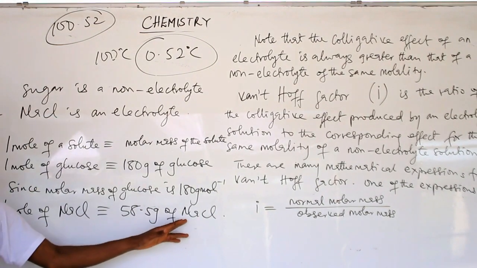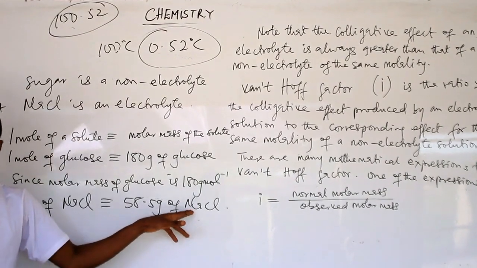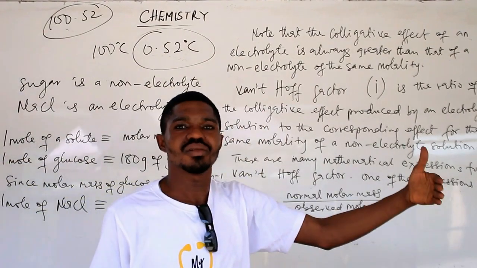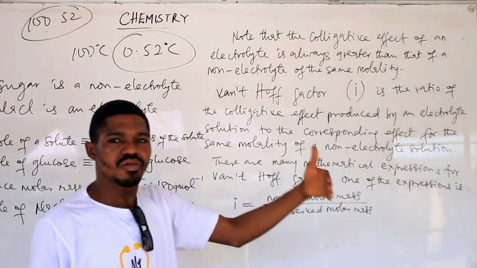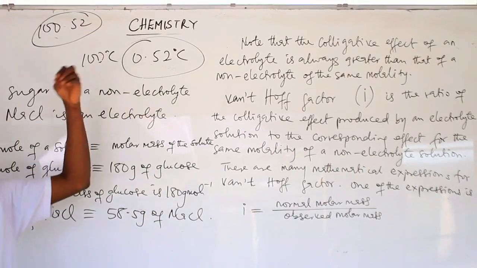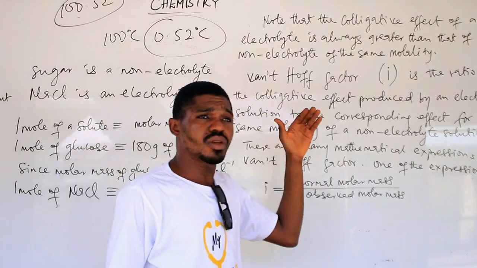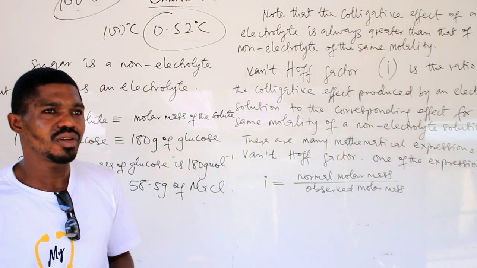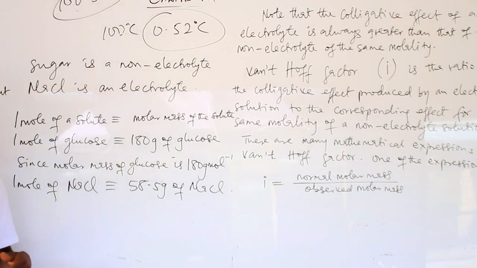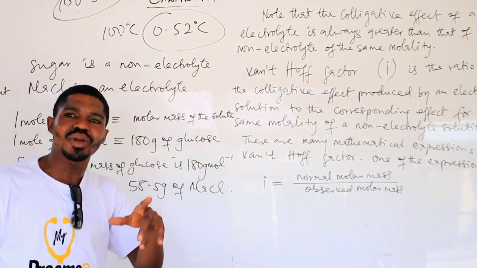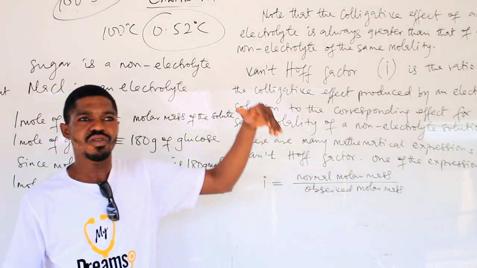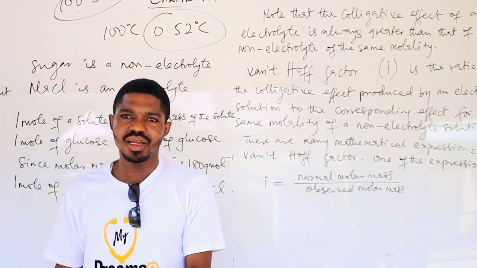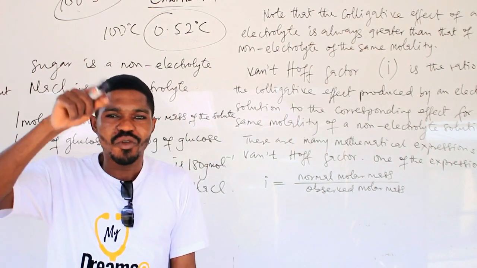The reason is that sodium chloride is an electrolyte, a strong electrolyte. Glucose is a non-electrolyte because the molecules will not ionize. Okay, it will remain as molecules when you place it in water. Now we have what we call the Van't Hoff factor. Heat-up factor is when you're talking about relative velocities of ions of an electrolyte. Van't Hoff factor is simply the ratio of the colligative effect of an electrolyte to the colligative effect of a non-electrolyte of the same molality, the same concentration.